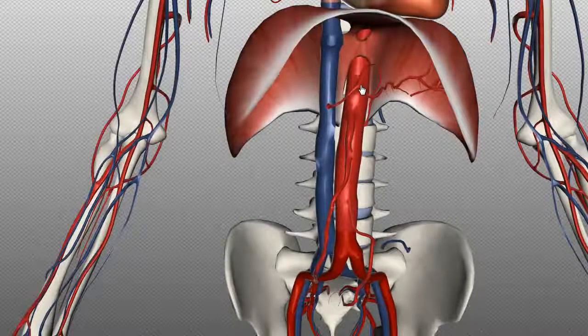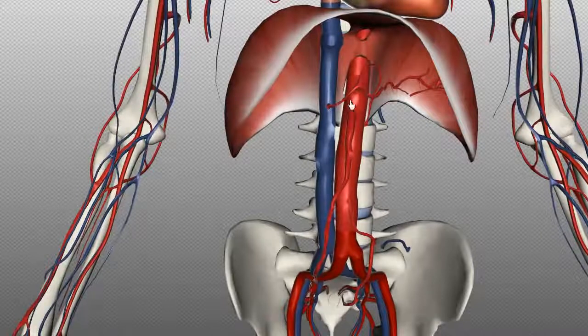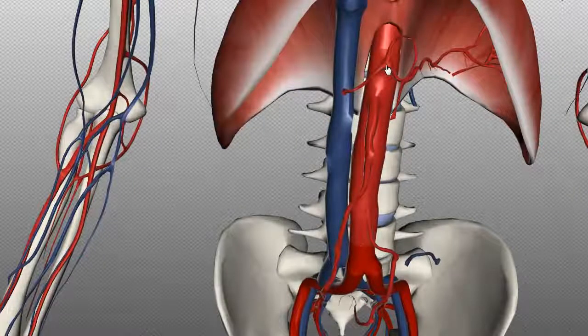So this top branch here is the celiac axis, and it has three branches. It's got the common hepatic artery, the left gastric artery, and the splenic artery. The branch below is called the superior mesenteric artery, and the branch below that, which comes off the aorta, is the inferior mesenteric artery. So the celiac axis supplies foregut structures, the superior mesenteric artery supplies midgut structures, and the inferior mesenteric artery supplies hindgut structures.